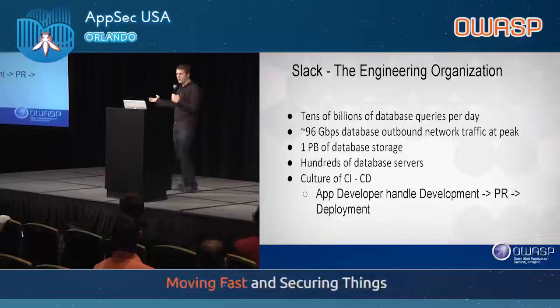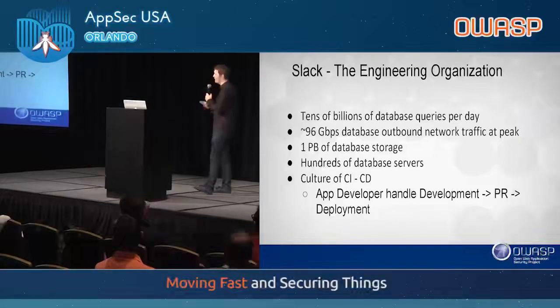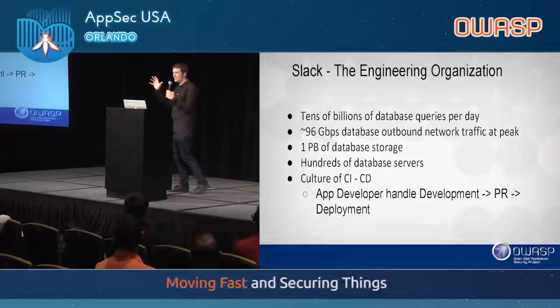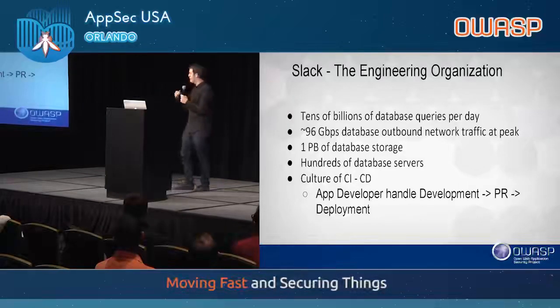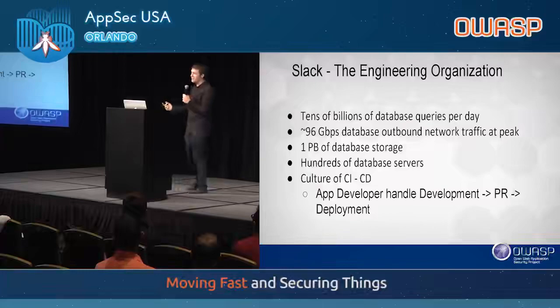So the engineering organization has tens of billions of database queries per day, approximately 100 gigabits per second of database network traffic at peak, petabytes of storage, hundreds of database servers, and this culture of continuous integration and continuous deployment. So app developers handle development to the pull request to deployment, and they can do it in about 10 minutes. So from you getting access to GitHub, you can author, commit, and push to production extremely quickly.